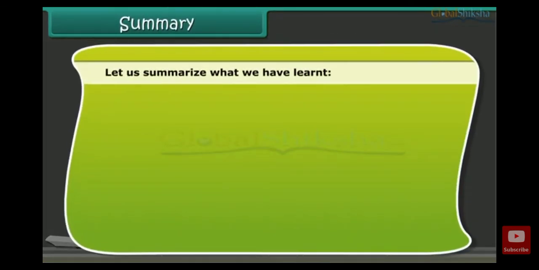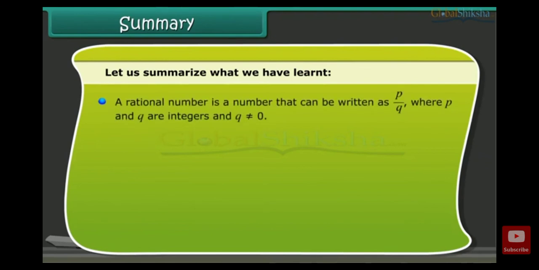Summary. Let us summarize what we have learned. A rational number is a number that can be written as p upon q, where p and q are integers and q is not equal to 0.